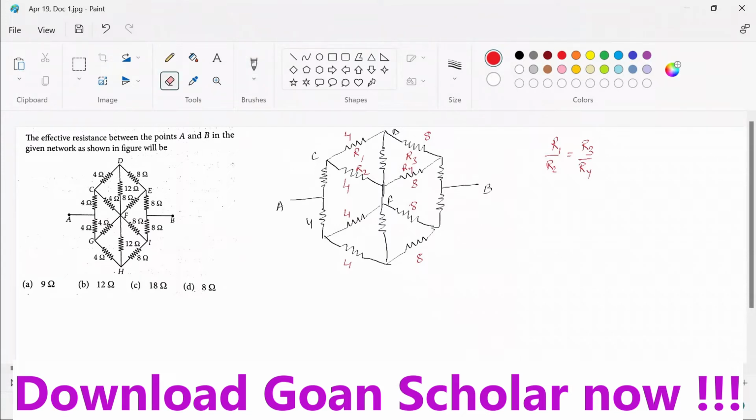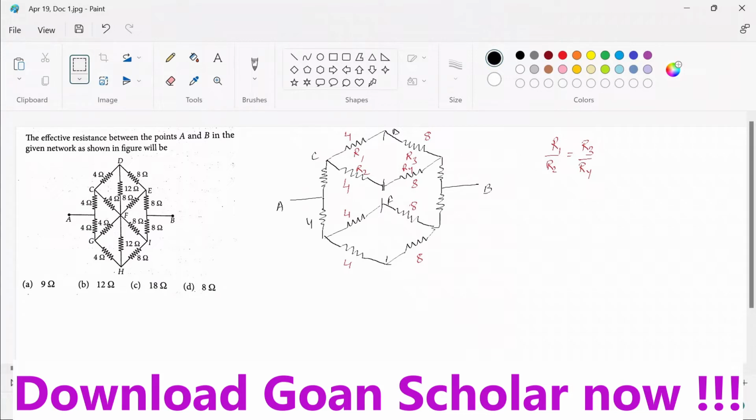Let me repeat once again, in case you are not familiar with this balancing condition of the Wheatstone bridge. This part of the circuit is a Wheatstone bridge. If R1 upon R2 is equal to R3 upon R4, then this middle branch will have no current. And if there is no current in the middle branch, you can simply remove it. So let's remove this middle branch, and this one also, and this branch also. So you got a circuit like this. We removed it because there is no current flowing in the middle branch.